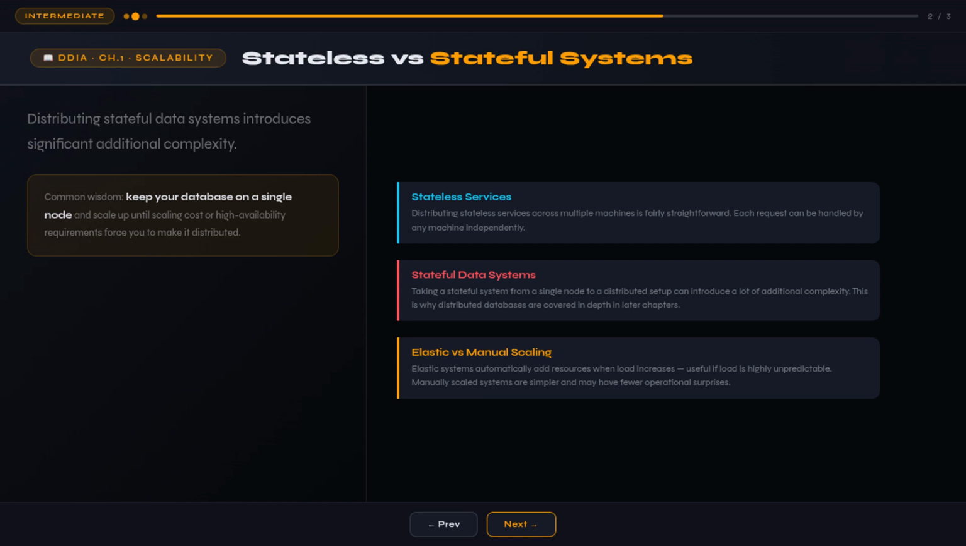These are hard problems. Because of this complexity, the conventional wisdom for a long time was, keep your database on a single node and scale up. Scale up until the cost becomes prohibitive, or until your high availability requirements force you to go distributed. That wisdom still has merit today. But as tools and abstractions for distributed systems improve, and they have improved dramatically, this calculation is shifting. It is conceivable that distributed data systems will become the default in the future, even for applications that don't handle particularly large volumes. The rest of this book is largely about understanding those tools and trade-offs.